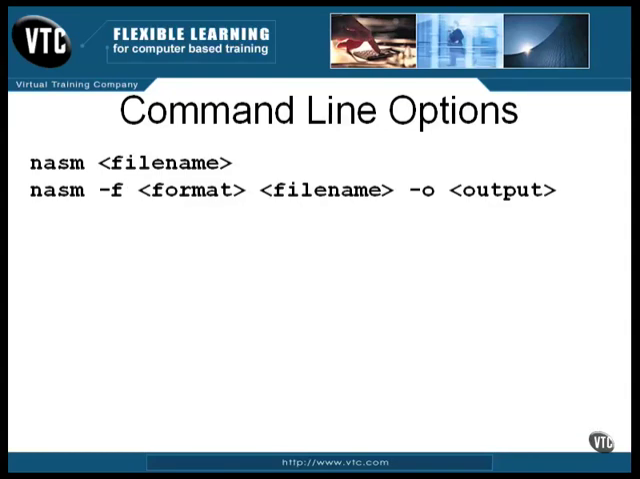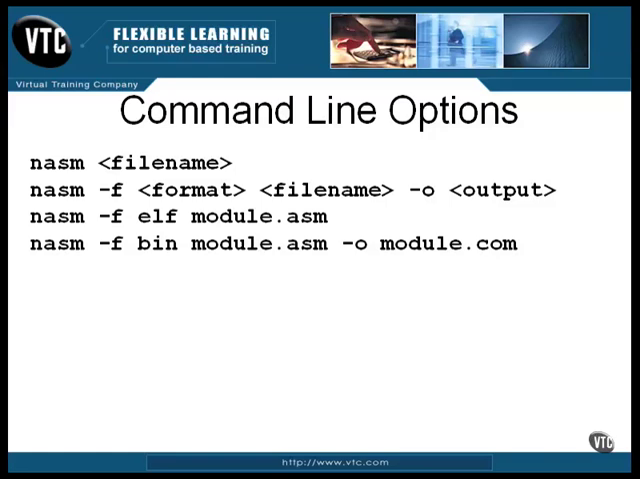This is a more complete and probably a more common form of the command. This one specifies the format of the output and the name of the output file. For example, this command will assemble the source file module.asm into the ELF format, which is the one used by Linux. The name of the output file is module.o, which is the standard form of an object file.